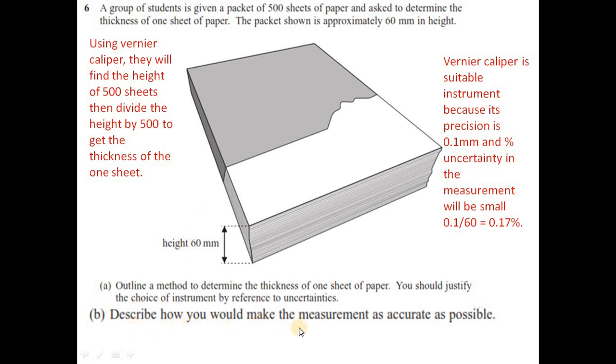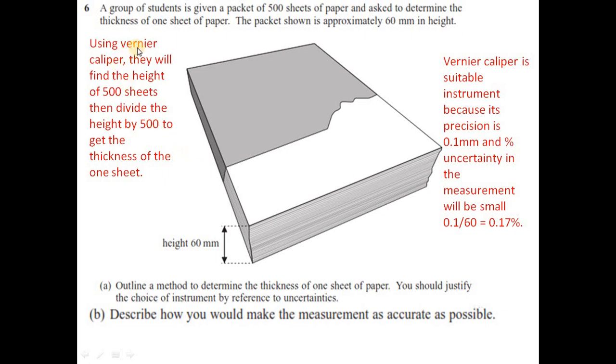Describe how you would make the measurement as accurate as possible. It's all about measurement by an eye, so we should take care of the parallax. We should minimize the parallax error, or try to reduce the parallax error, and we can repeat our reading from different places to find the thickness, and we use the mean to get a more reliable result.